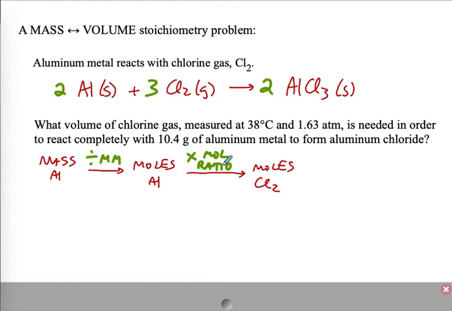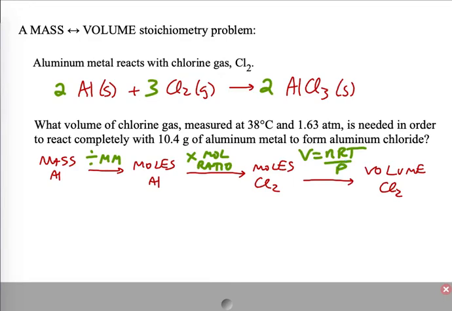We cannot use a volume ratio because aluminum is not a gas, it's a solid, so we have to use a mole ratio. Finally, in the last step, because the question asks not for moles of chlorine needed, but volume of chlorine gas at a given temperature and pressure, we're going to have to convert from moles of chlorine to volume of chlorine. Well, how do we do that? How do we go from moles of a gas at a specified temperature and pressure to volume of the gas? Why, the ideal gas law, of course. We'll simply use the rearranged ideal gas law, volume equals nRT over P.